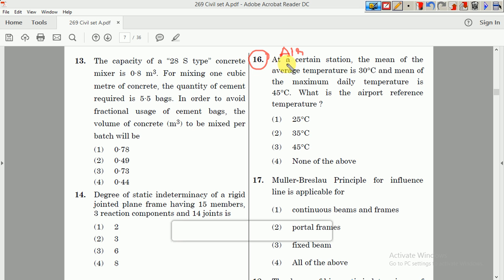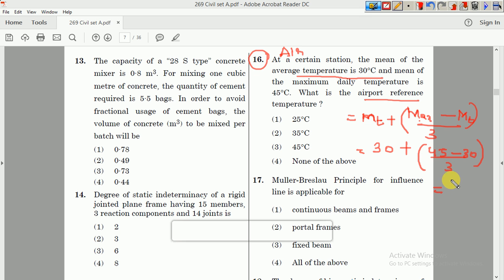This comes under airport engineering. At a certain station, the mean of the average temperature is 30 degrees Celsius and the maximum daily temperature is 45 degrees Celsius. What is the airport reference temperature? The formula is mean temperature plus the maximum daily temperature minus the mean temperature, divided by 3. That is 30 plus 45 minus 30 divided by 3, and you get 35 degrees Celsius. Be thorough with this. It is repeatedly asked, 2 to 3 times in KPSC and other related examinations. This formula is very important.